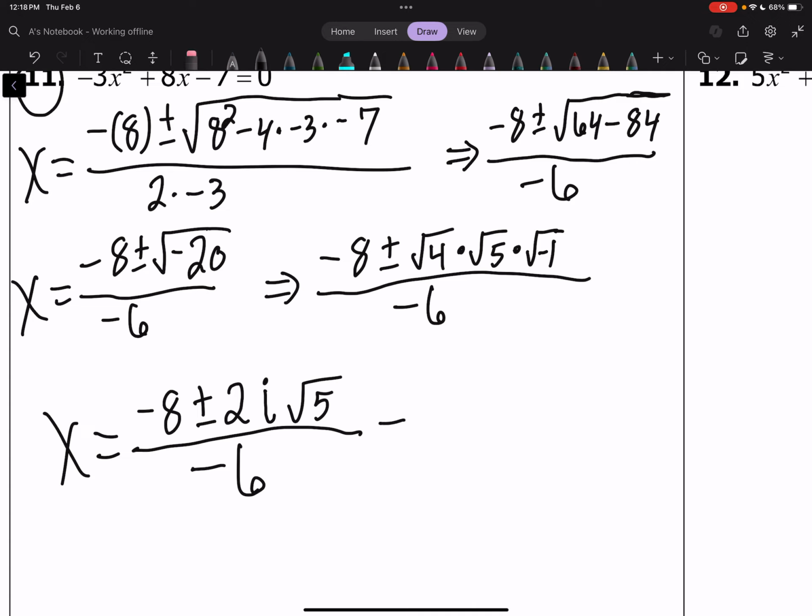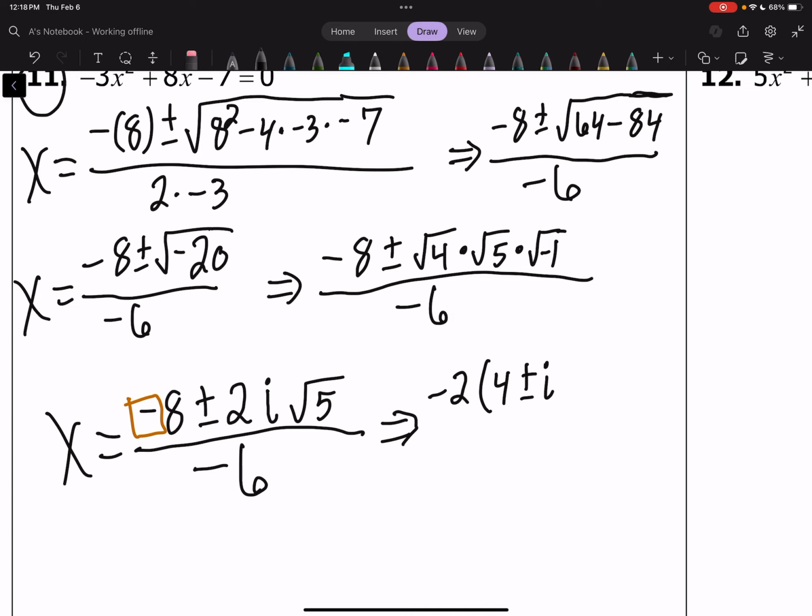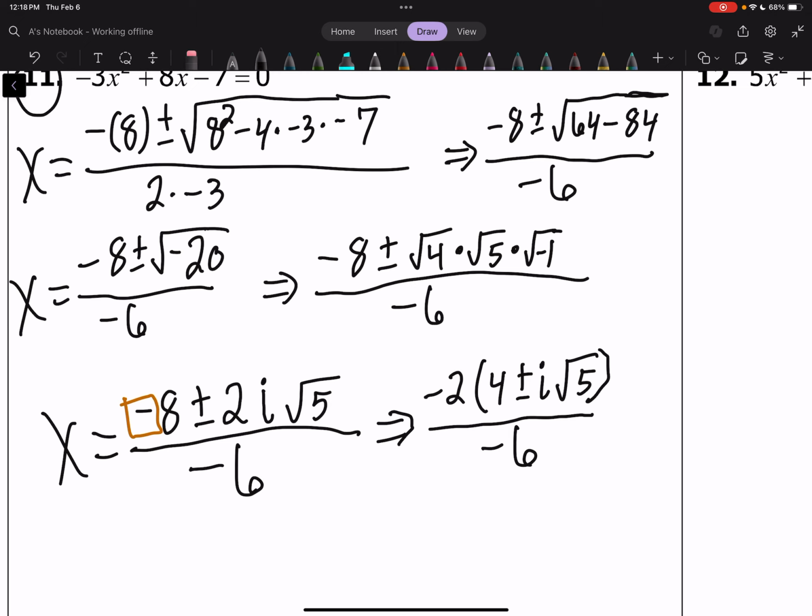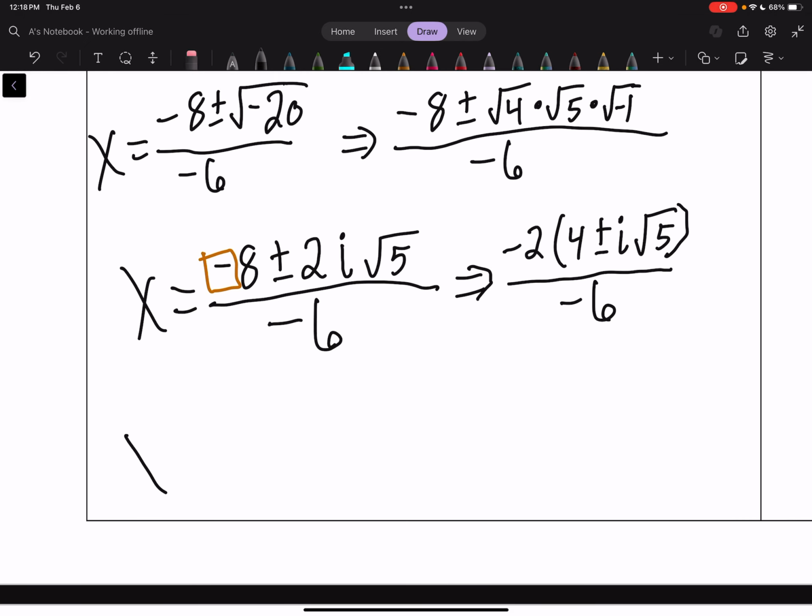I'm going to pull out my GCF. My GCF is a negative 2. I'm pulling out negative 2 because I want to get rid of that negative in front of the 8. So negative 2 times 4 plus minus i square root 5 over negative 6. Negative 2 divided by negative 6 is a positive 1/3. And I'm left with 4 plus minus i square root 5 up top. And I'm completely finished with that problem.